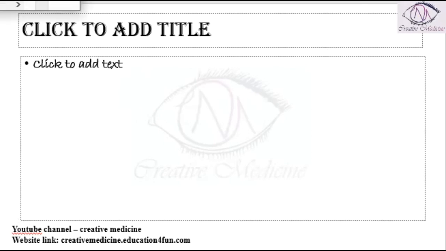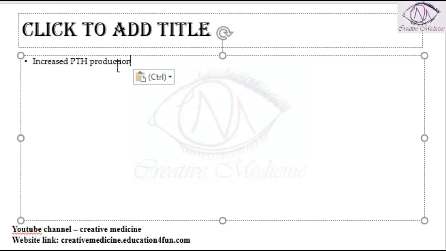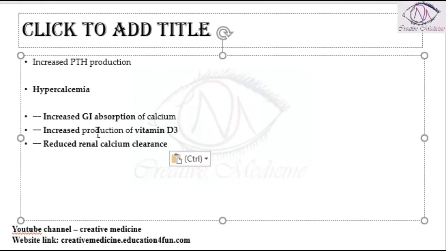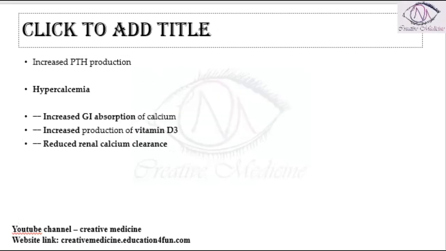So whenever there is increased parathyroid hormone, what happens? The parathyroid hormone causes increased calcium absorption from the intestine. It causes increased calcium reabsorption from the kidneys, thus resulting in hypercalcemia. So this will result in increased gastrointestinal absorption of calcium. It can cause increased production of vitamin D3, and it will result in reduced renal calcium clearance. These are the three things which are seen in hypercalcemia.